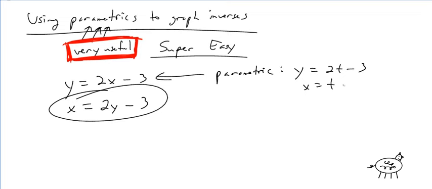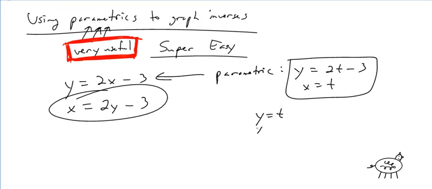All right. Well, if I wanted to find the inverse of it, then what I can do is, instead of saying this, how about if I say y equals t and x equals 2t minus 3?